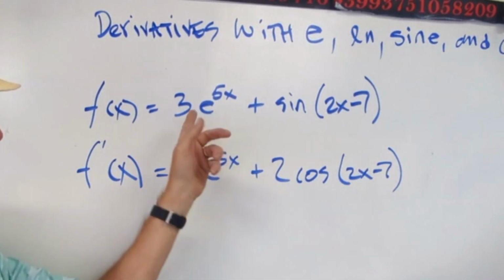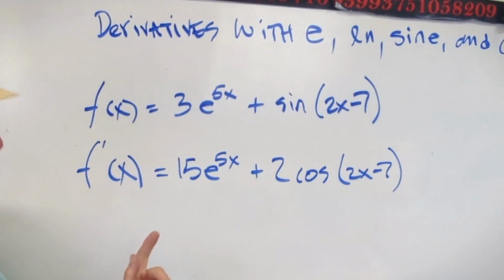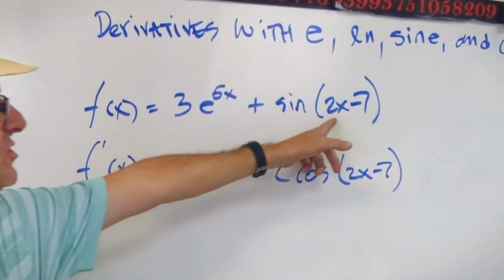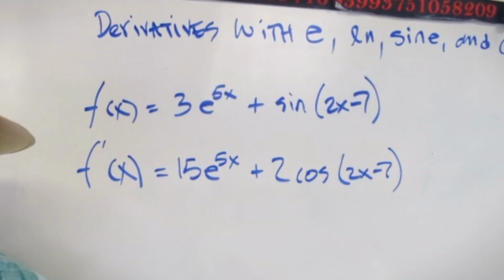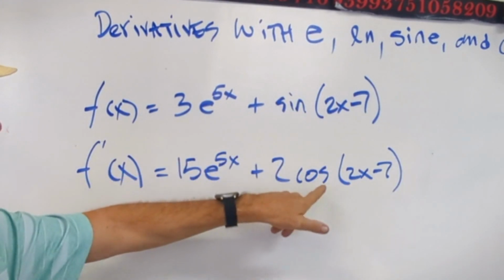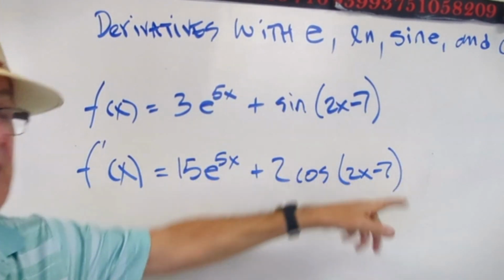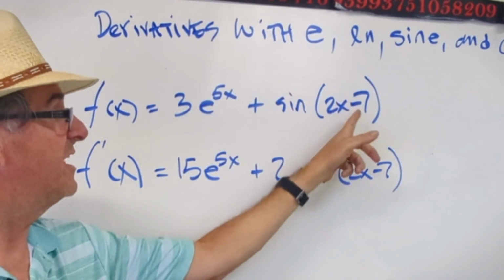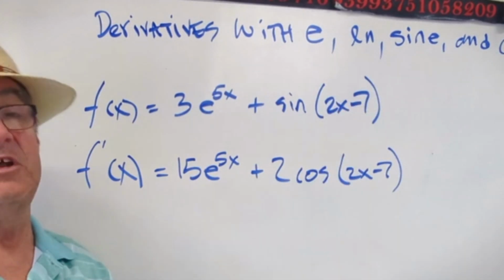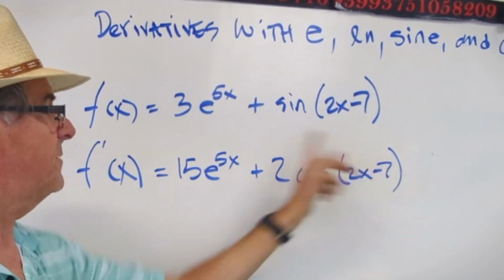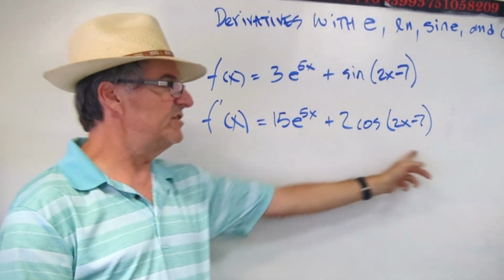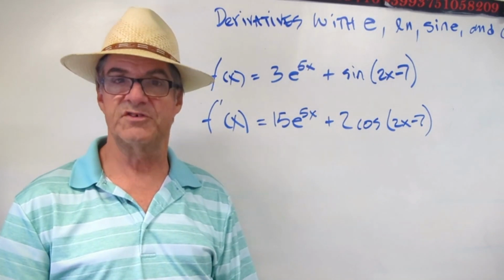So that's our first derivative, or the derivative of our first term. And then sine of 2x minus 7, first we take the derivative of the outside of the function. This is a chain rule problem, so that becomes cosine of 2x minus 7, and then we multiply that by the derivative of the inside. So 2x minus 7, derivative there is just 2, so I put my 2 out here. So here is my derivative function for our first problem.